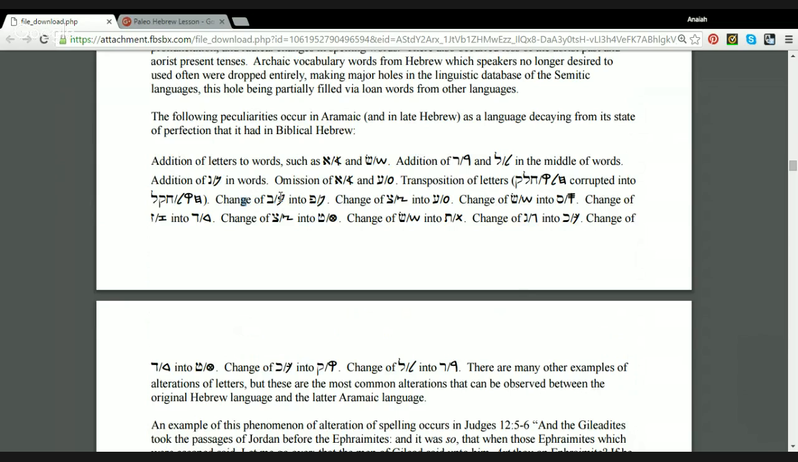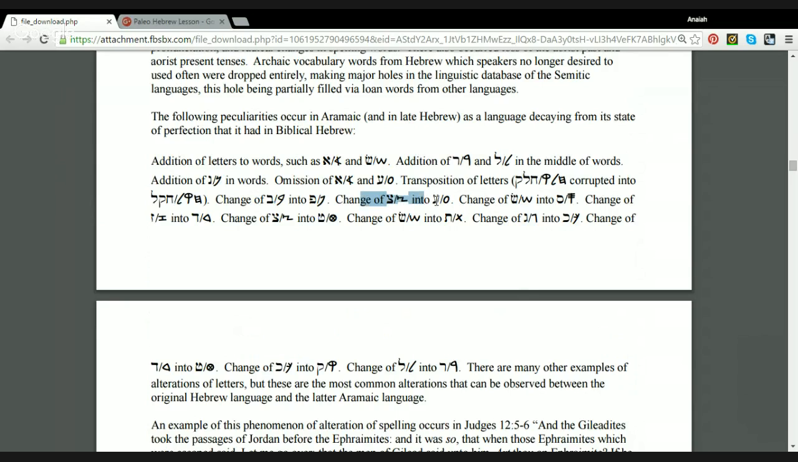Change of B into P, because B and P sound so similar. Aramaic sometimes spells it with a P instead of a B. Change of tsadi into ayin. You know the word aretz, earth, in Hebrew? In Aramaic, it's spelled with an ayin. But guess what? They're pronouncing ayin as a J sound. So they're pronouncing it as arij. Sounds very similar to aretz. Aretz, arij.